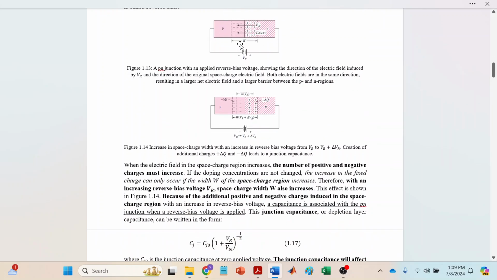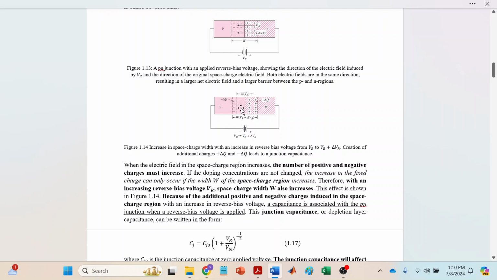When this electric field is increased, as we've said, the number of positive and negative charges in the space charge region will increase, because the doping concentration remains the same. As a result of the increase in the charge, the width of the space charge region would also increase. So with an increase in the reverse bias voltage, the width of the space charge region increases. We can see the effects here.